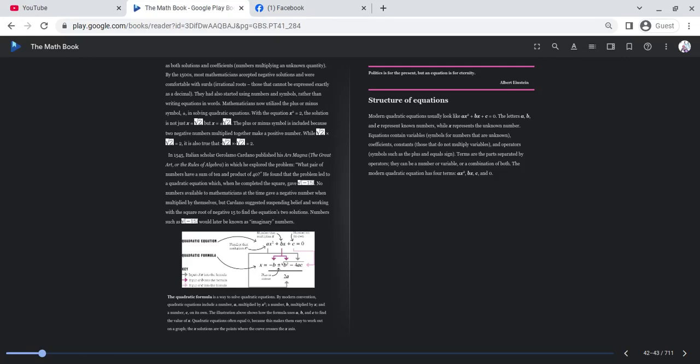"Politics is for the present, but an equation is for eternity." Albert Einstein.